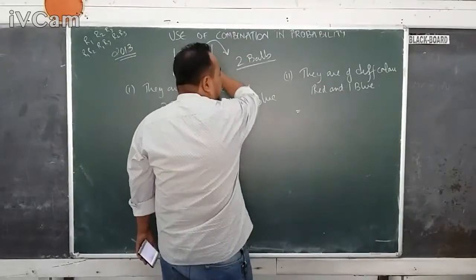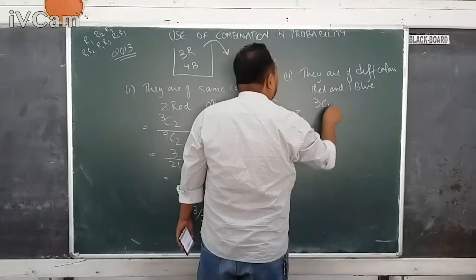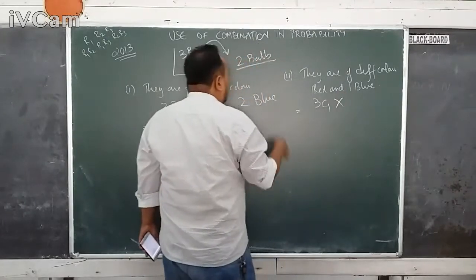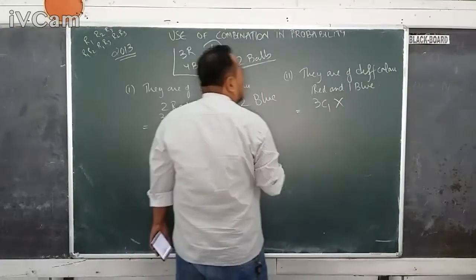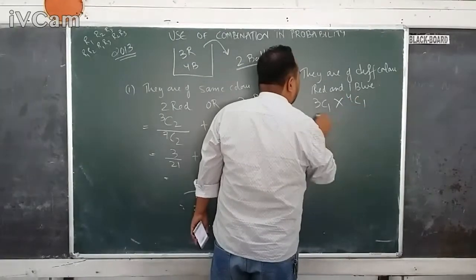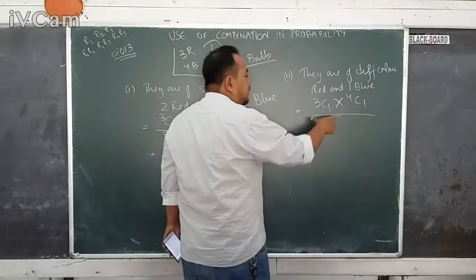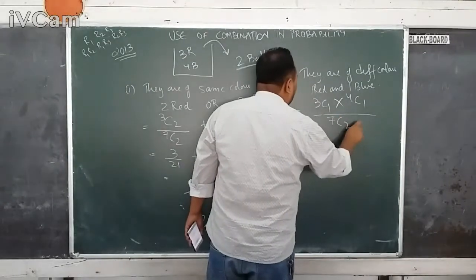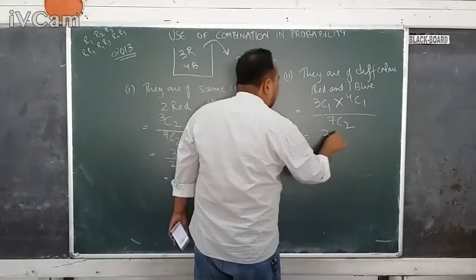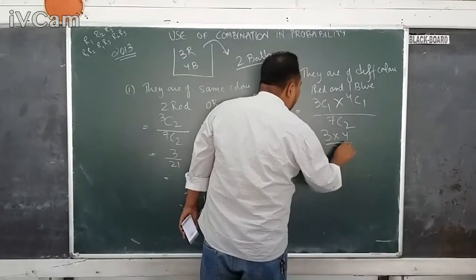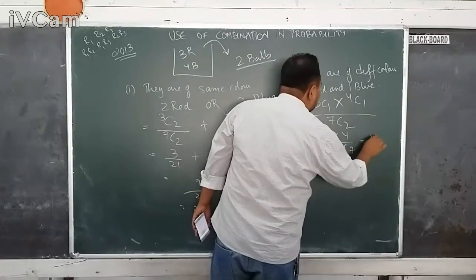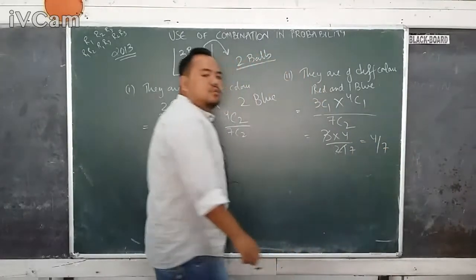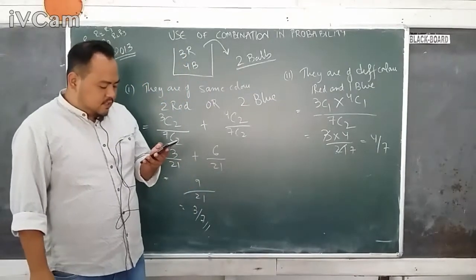How many red balls are there? 3. So that can be done in 3C1 and into one blue ball. How many blue balls are there? 4. So 4C1, divided by, since this is probability, favorable divided by total. There are 7 balls, 7C2. So 3C1 is 3, 4C1 is 4, divided by 21, 3/7. So answer is 4/7. It is not difficult at all once you understand the concept.